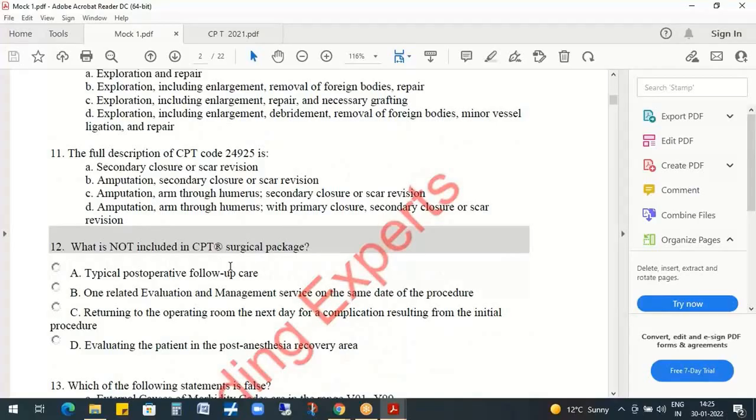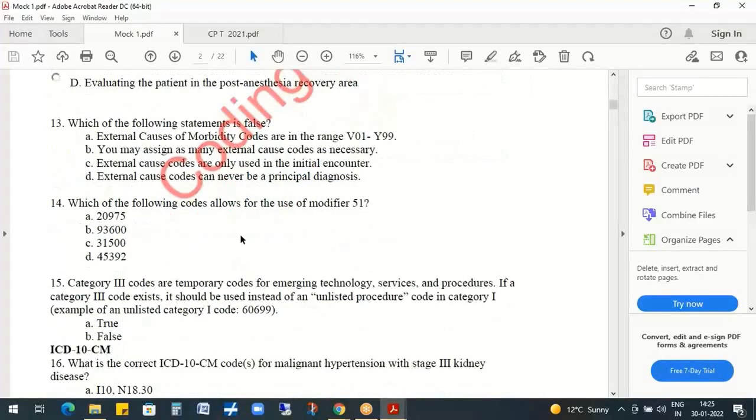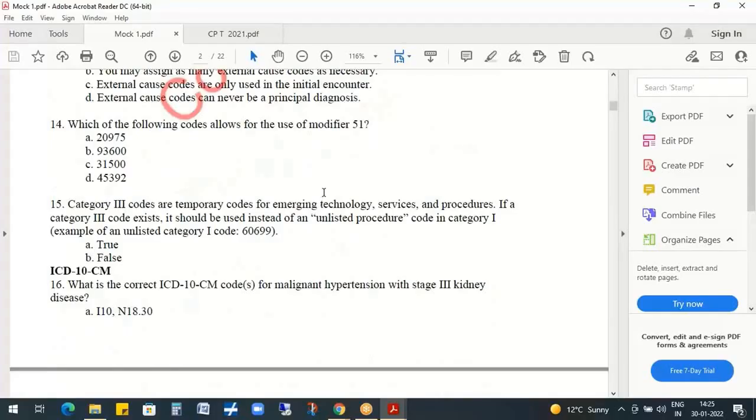And then this one, surgical package. Before going to start the surgery section, you can see the guideline there itself, surgical package. Okay, this is ICD. Any doubts in that coding guidelines? Any doubts up to question number 15?